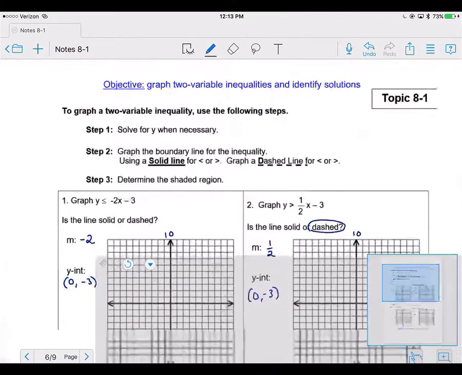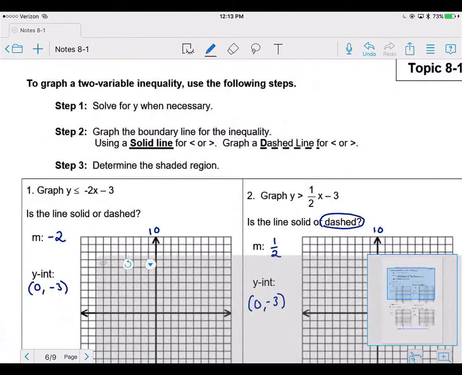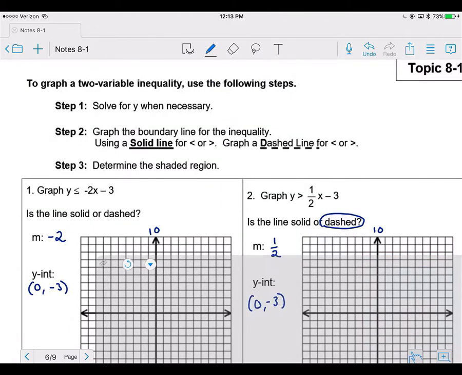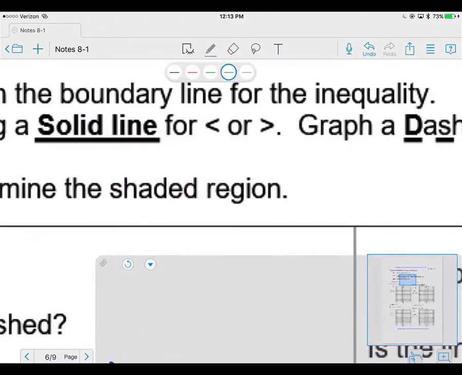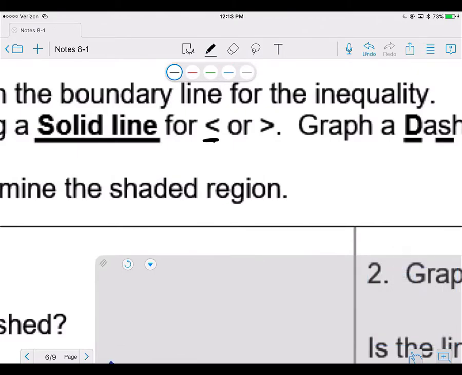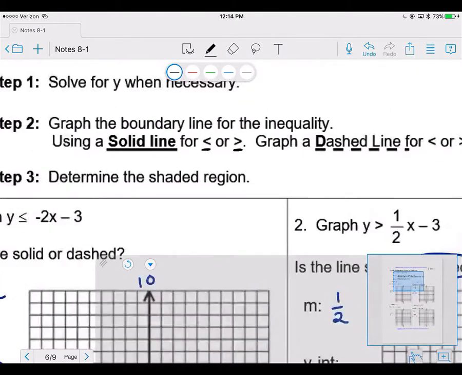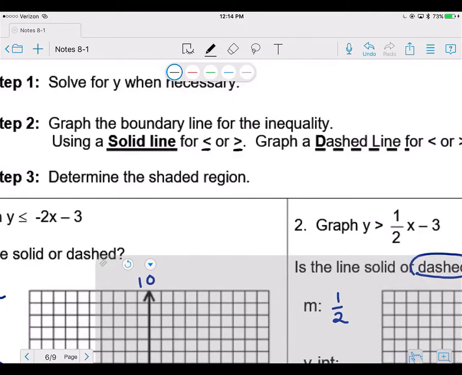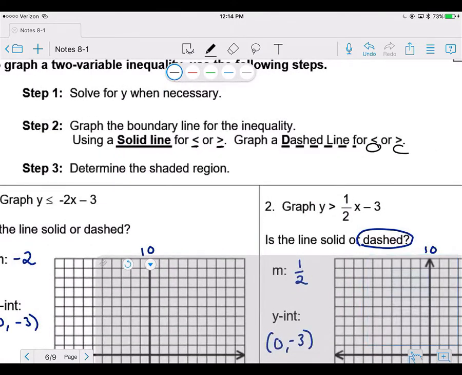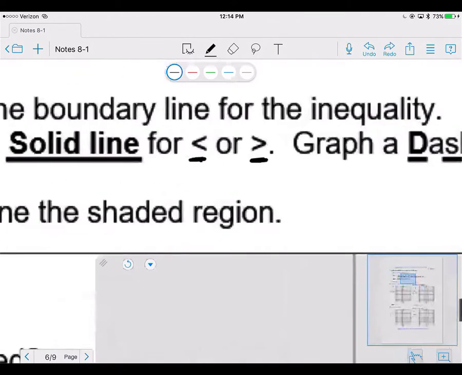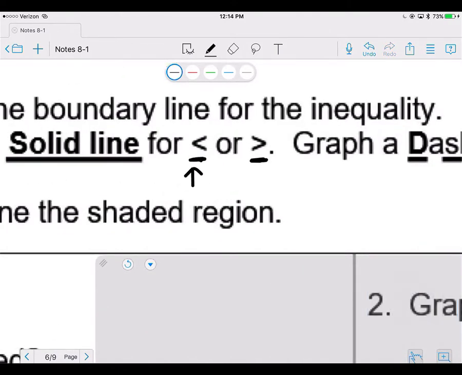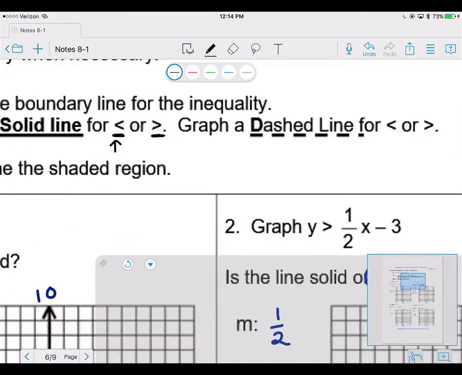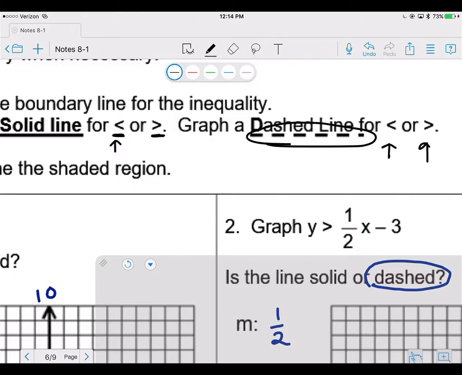So when we graph our inequalities, we're going to follow these 3 steps. If necessary, solve for y. Once we've solved for y, we're going to graph our y-intercept and our slope, and we're going to use a line. You need to make sure you make this differentiation on your paper. Solid line if we put a line under the inequality, or dashed if there is no line under the inequality. So what I remember, if they took the time to write the line, my line needs to look like this. If there is no line, then it's going to look dashed. So there's no line under the inequalities here.